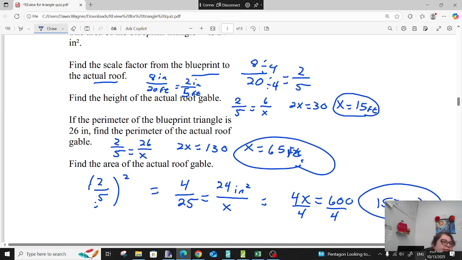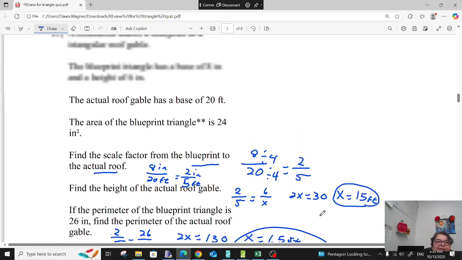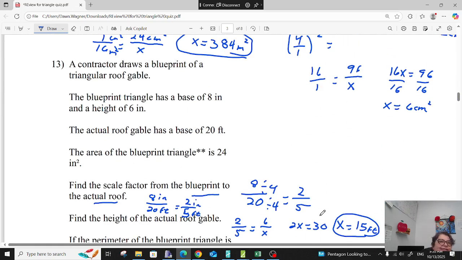Make sense or doesn't make sense? Terrible? Still? Is it terrible, Rosie? Should I believe him? Oh, you don't even know what problem we're on. Number 13.